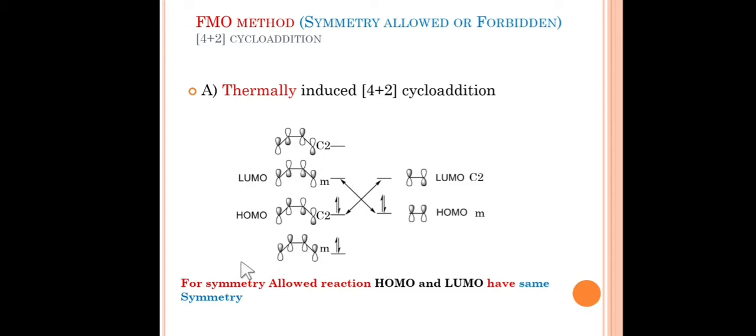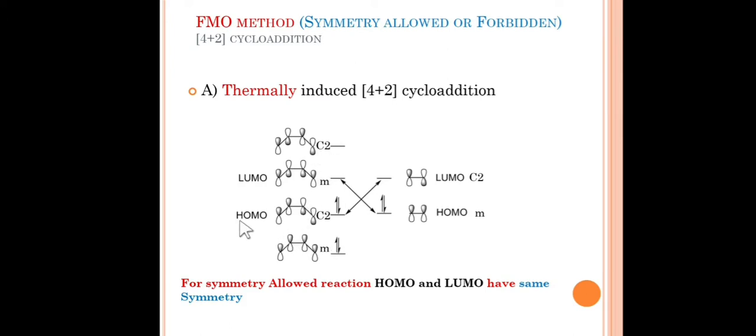So let's write down the molecular orbitals of butadiene. These are the molecular orbitals of butadiene, psi1, psi2, psi3, psi4, and their symmetries: M symmetry, C2 symmetry, M symmetry, and C2 symmetry.